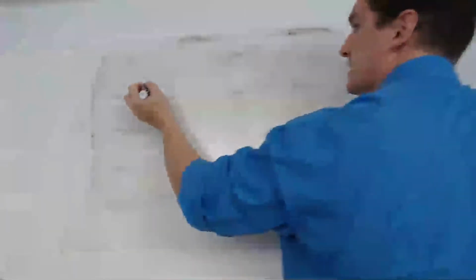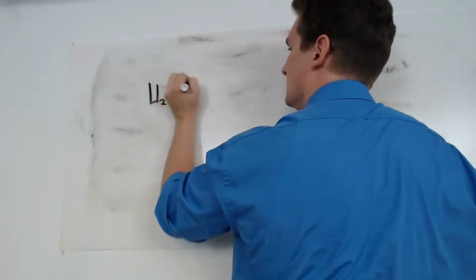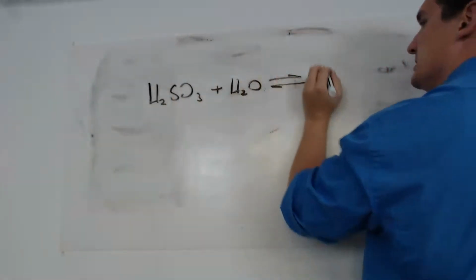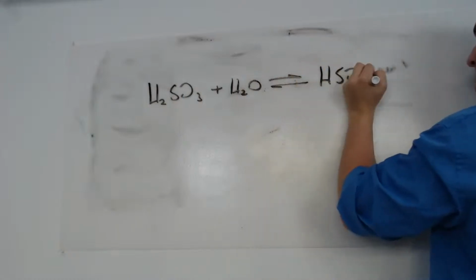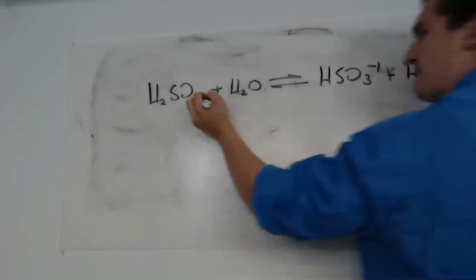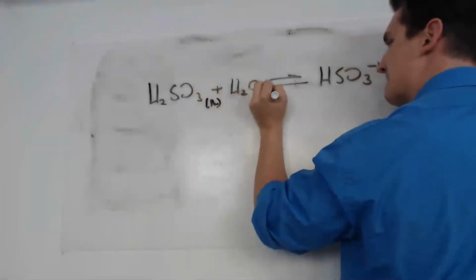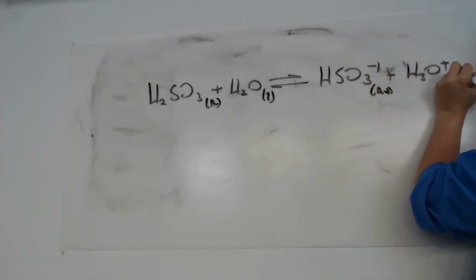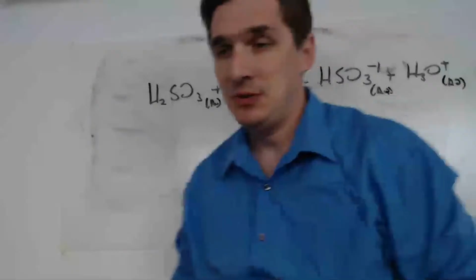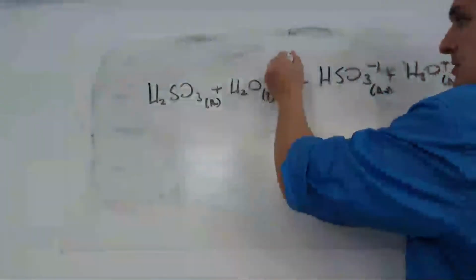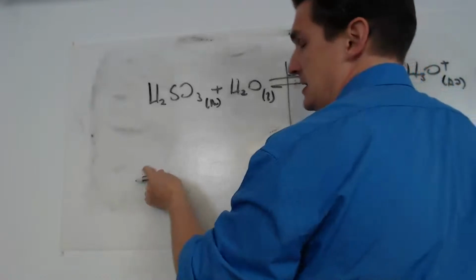So Elijah's asked, how do you identify the conjugate acid and the conjugate base? If we have an acid-base reaction, we're going to have both. We're going to have an acid and a base. Everything on the left of the arrow is going to be the acid or the base.